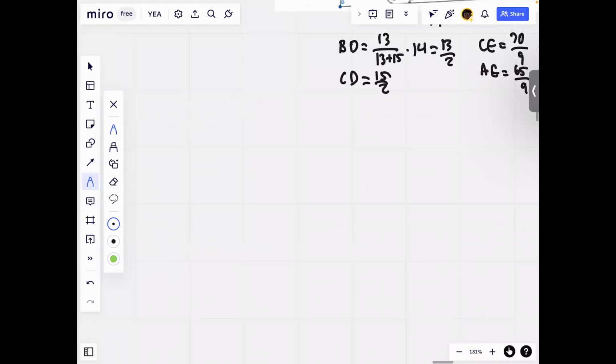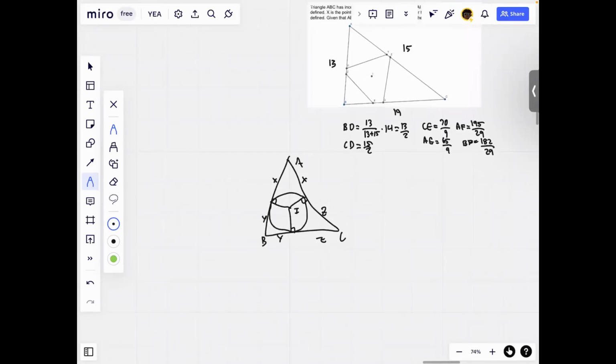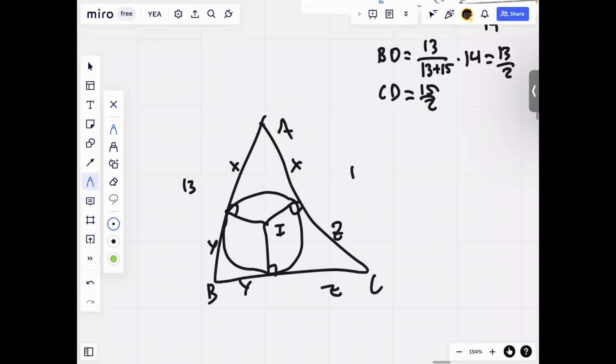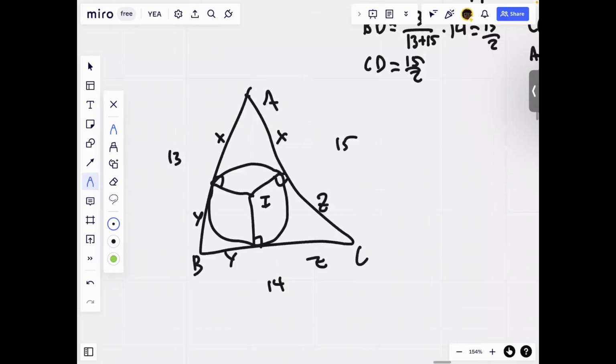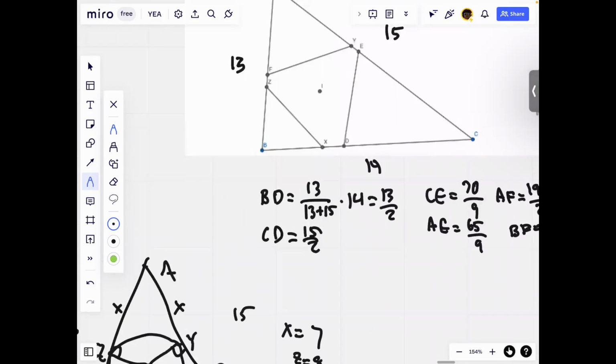So we know if we have A, B, C, and we have I, then if we do perpendiculars here, since this is the incircle, then we know by the equal tangents theorem that this is X, this is Y, this is Z. So since AB is 13, AC is 15, BC is 14, then we can calculate X is equal to 7, Z is equal to 8, and Y is equal to 6. So now we know these distances.